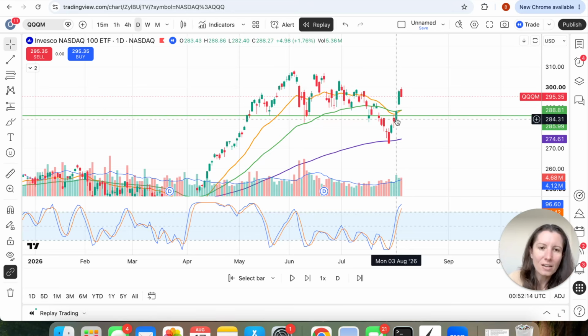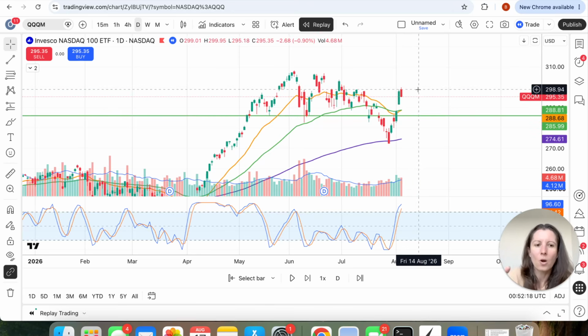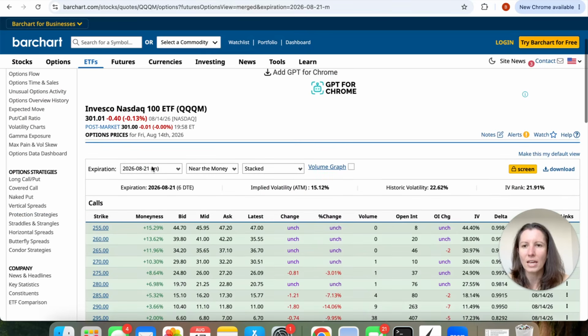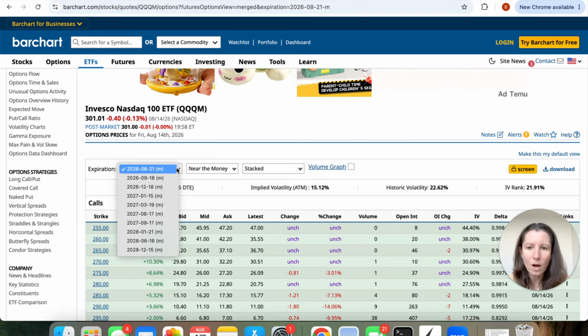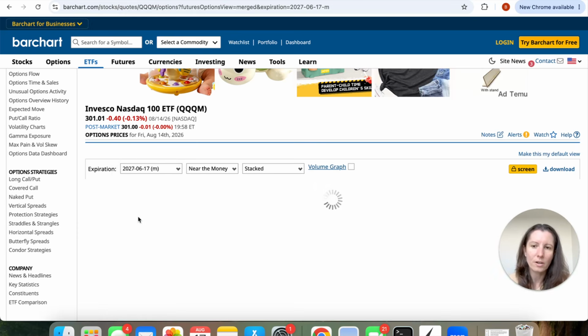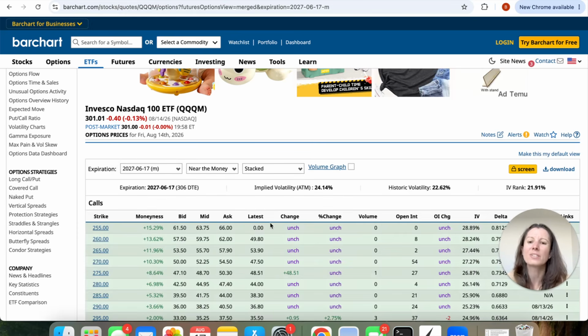So now that I'd found that entry, let me show you how I decided which call to buy. The first thing, let's come and have a look at the options chain. I've got here just on bar chart, QQQM. Now, I didn't technically go for a LEAPS. I bought the June 2027. So I technically had an almost LEAPS. I got 306 days to expiry.